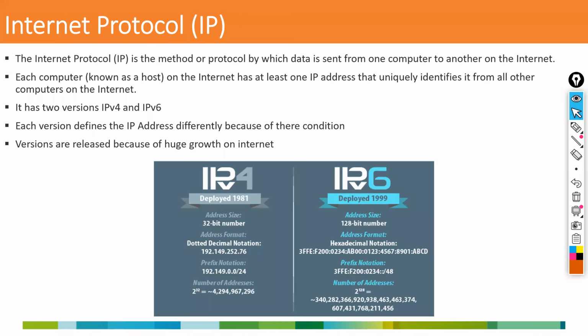So here there is a difference between IPv4 and IPv6. You can see this one. IPv4 was deployed in 1981, but IPv6 was deployed in 1999. IPv4 is a 32-bit address, and this is a 128-bit address. IPv4 is in dotted decimal notation, meaning the decimal format. IPv6 is in the hexadecimal format. Example for IPv4, it looks like this.